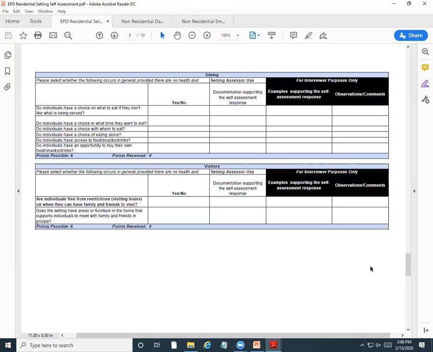Do individuals have access to food, snacks, or drinks? And again, the provider would not have to supply the snacks and drinks, but if members buy snacks and drinks, do they have access to the things they've purchased? And do individuals have the opportunity to purchase their own food, snacks, and drinks? Again, at the setting, you don't have to operate a small store, but can members go out to Circle K, or when they go out to Walmart, can they purchase the food and snacks that they want?